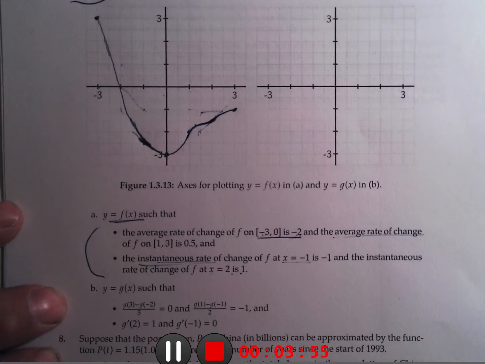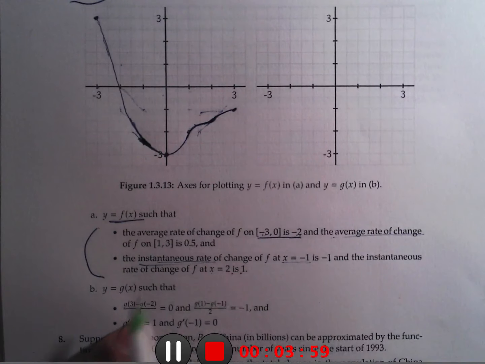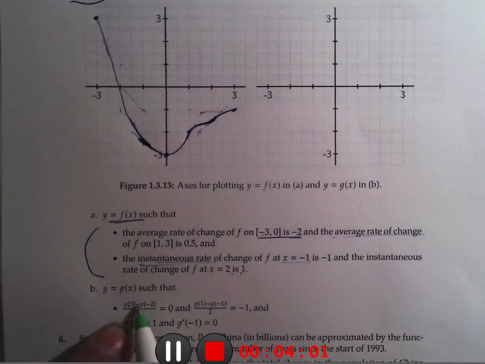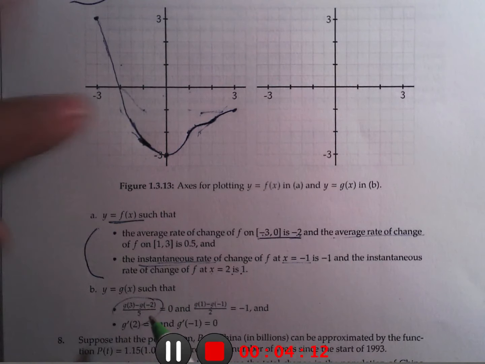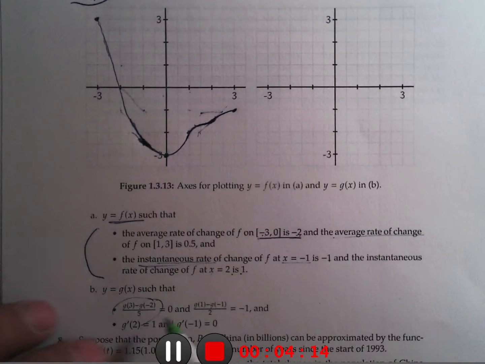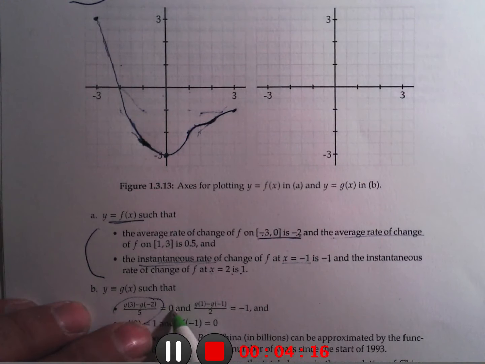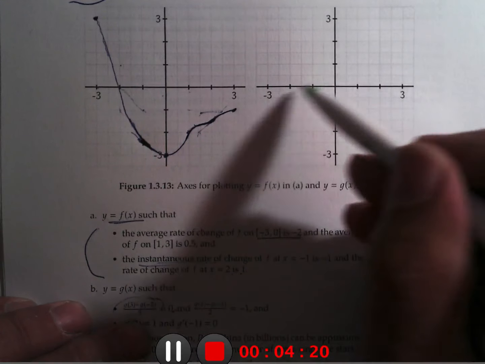Part B. So this is g of 3 minus g of -2. So it's from -2 to 3, which is 5 units. That's why it's changing y over changing x. So that's the average rate of change. So that's just like the first one here. The slope has to be 0 from -2 to 3. -2 to 3, the slope has to be 0.